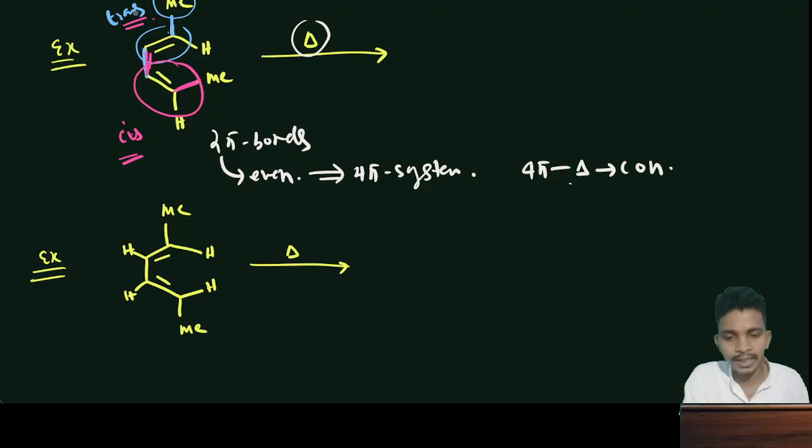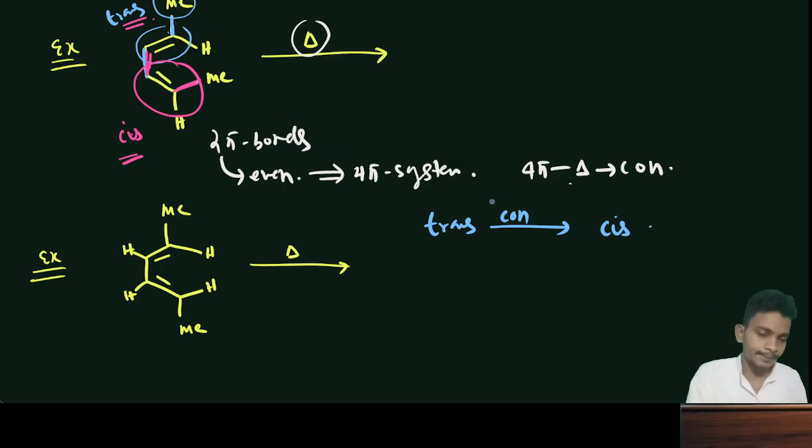Since this is trans and cis, that is assumed as trans. If it is trans and now we are giving the conrotatory, then this will change the stereo, so this trans is going to change into cis. So here we will get the product that is cis. Where the new bond forms, the stereo of the molecules on that new bond we will define here. So let's look at the example.